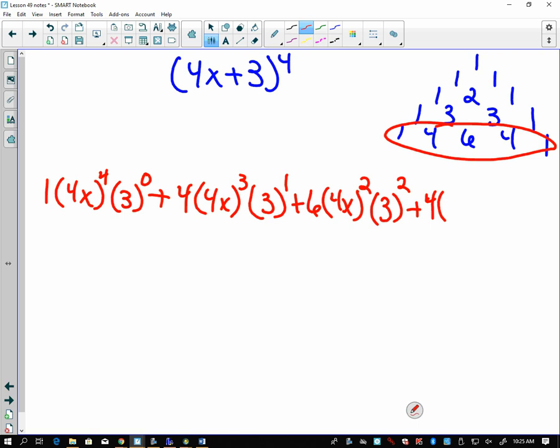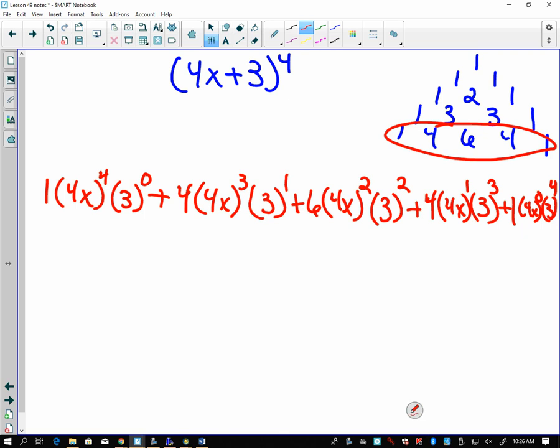All right, what's my next coefficient? 4. Okay, what's my A? 4x. Okay, what's its exponent? To the first. What's my B? What's its exponent? 3. All right, plus last coefficient? 1. I got 4x to the 0. Okay, I really need to start better.